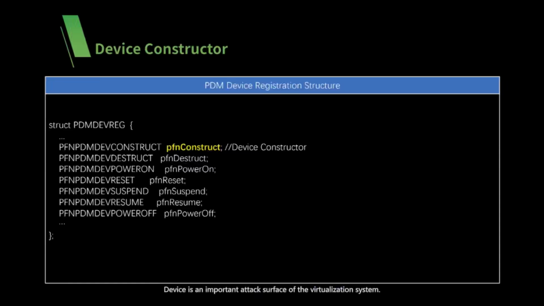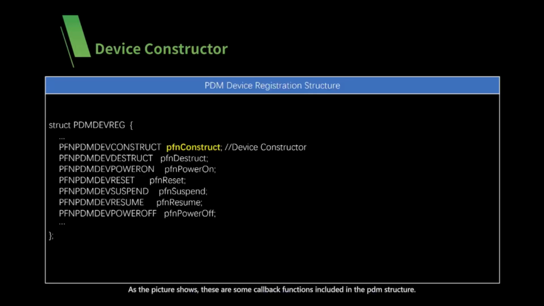Devices are an important attack surface of virtualization systems. First, let's look at the initialization process of a device. In VirtualBox, each device has a device registration structure object, which contains the basic information and callback functions of the device. These callback functions describe the entire life cycle of the device.